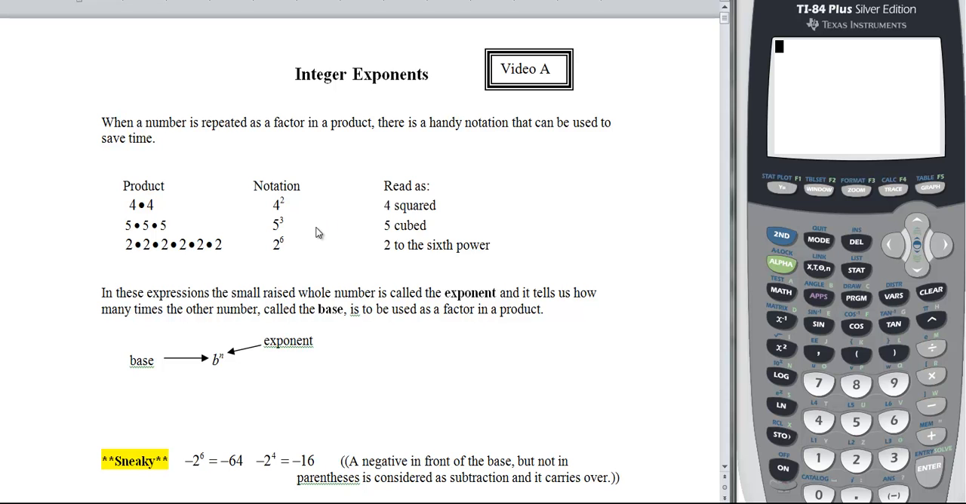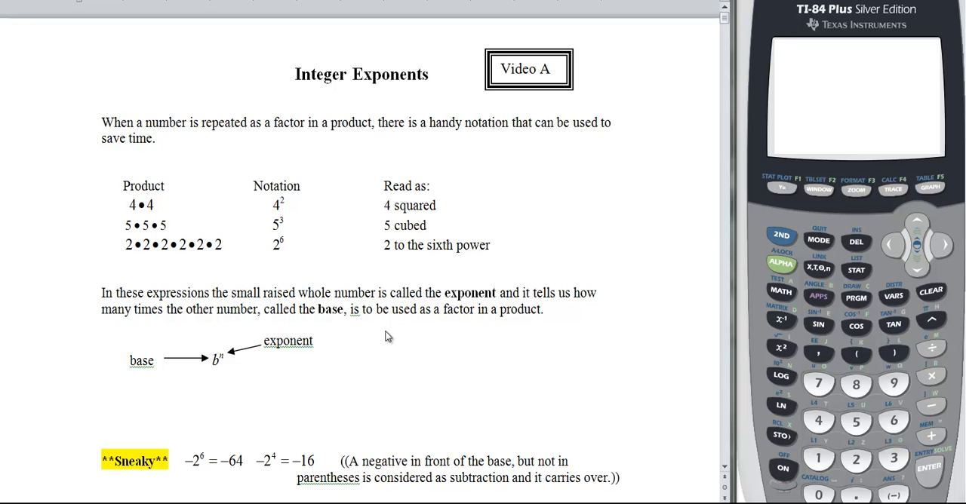My next one, I have 5 used as a factor 3 times, so we read this as 5 to the third, or 5 cubed. My next one, I do have 6 of those, 2 raised to the 6th power. Don't have a fancy name for this one.